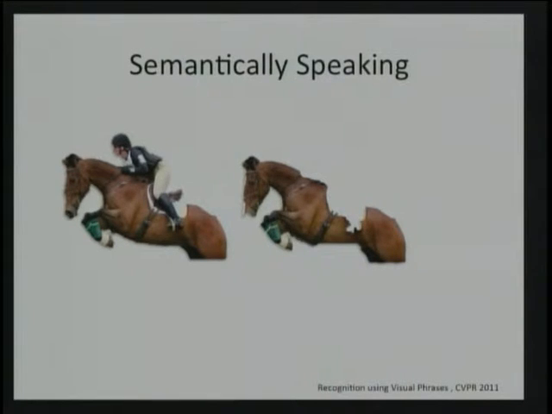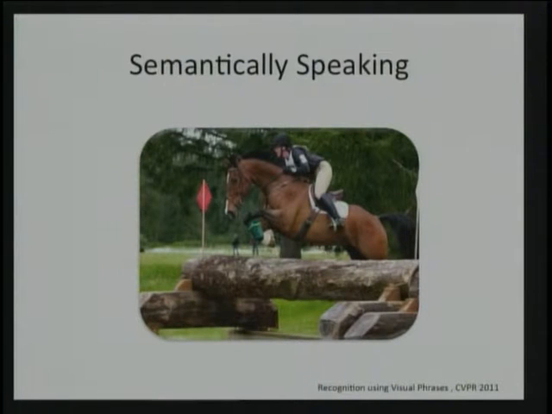So the rider and the horse belong together as one entity. And it's so unnatural to try to separate them from each other. And of course, this relationship does not hold for all combinations. The horse and the sign over there, they don't belong together.